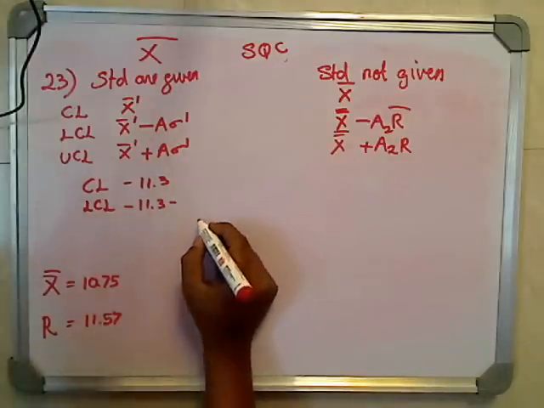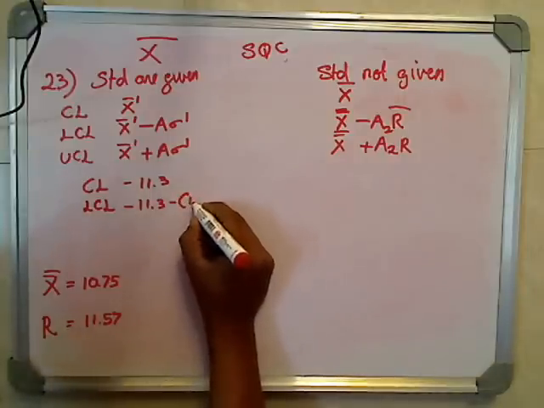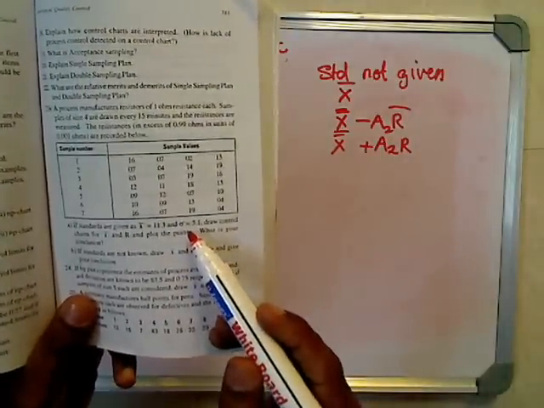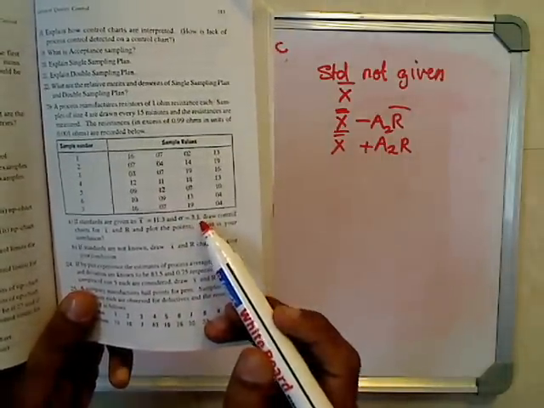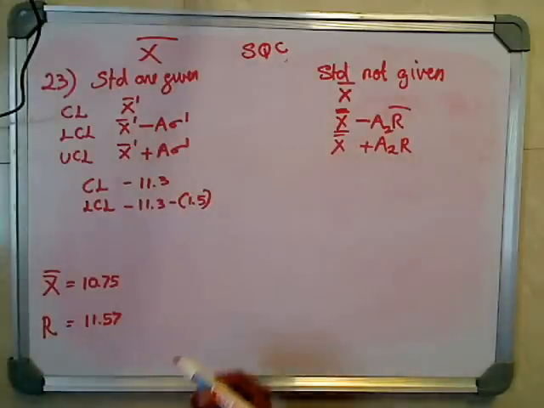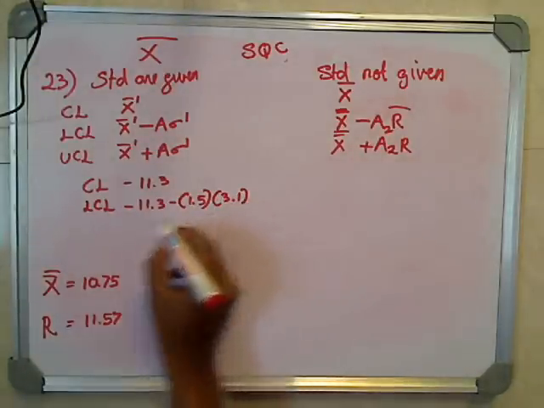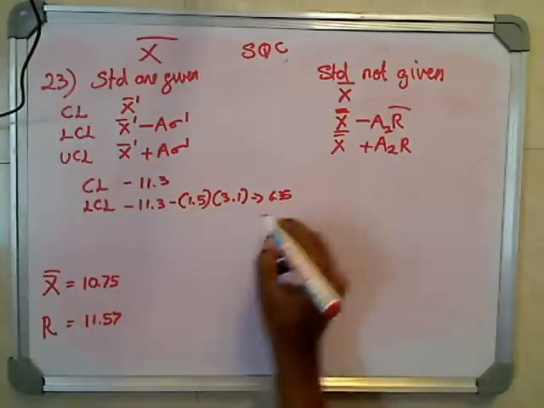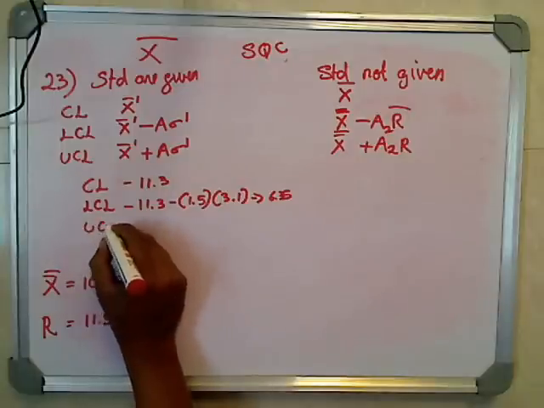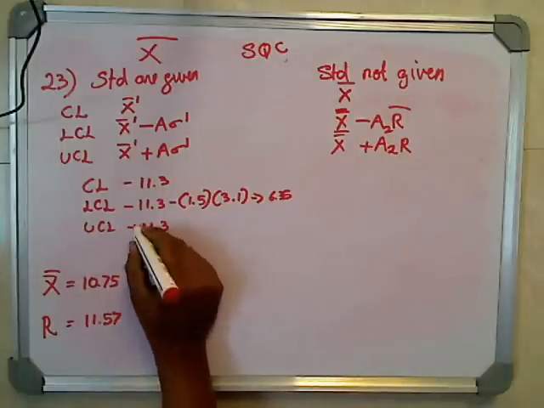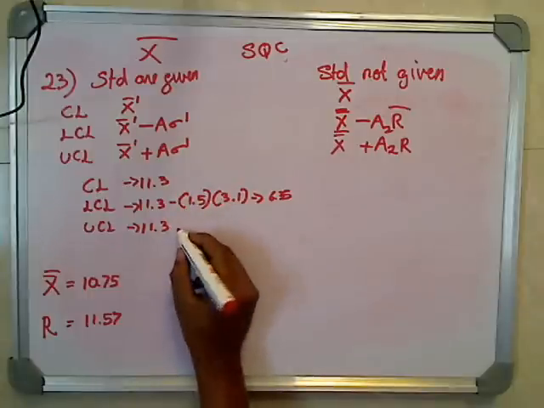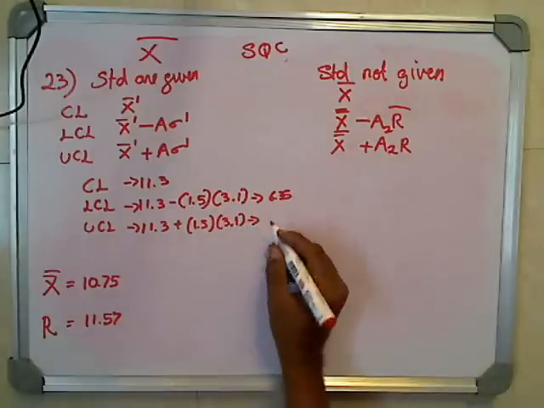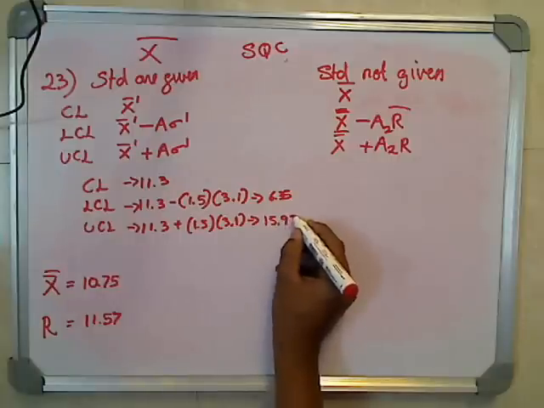A here is given in the book as 1.5, and the standard deviation here is already mentioned in the book. Right next to the values of X, you have standard deviation which is 3.1. Okay, so consider that 3.1. You'll be able to get the answer as 6.35. Similar thing, if you do it for the upper control limit, 11.3 plus 1.5 multiplied by 3.1 is equal to 15.95.